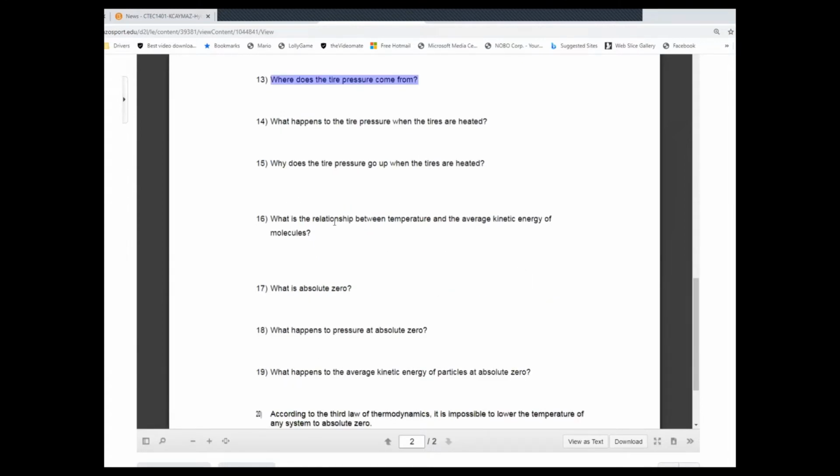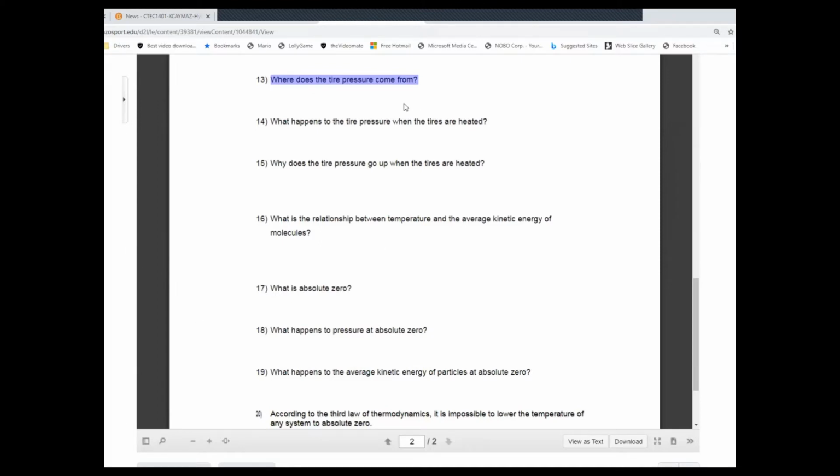So if that's the case, what's the relationship between the temperature and the average kinetic energy of the molecules? And all of a sudden you go, oh, as the temperature goes up, when the tires are heated, the molecules are moving faster. So the relationship between the kinetic energy, which is the energy of motion of these molecules, and the temperature is a direct one, right? So temperature goes up, the molecules are moving faster, they have larger kinetic energies, and as a result, the pressure is higher.